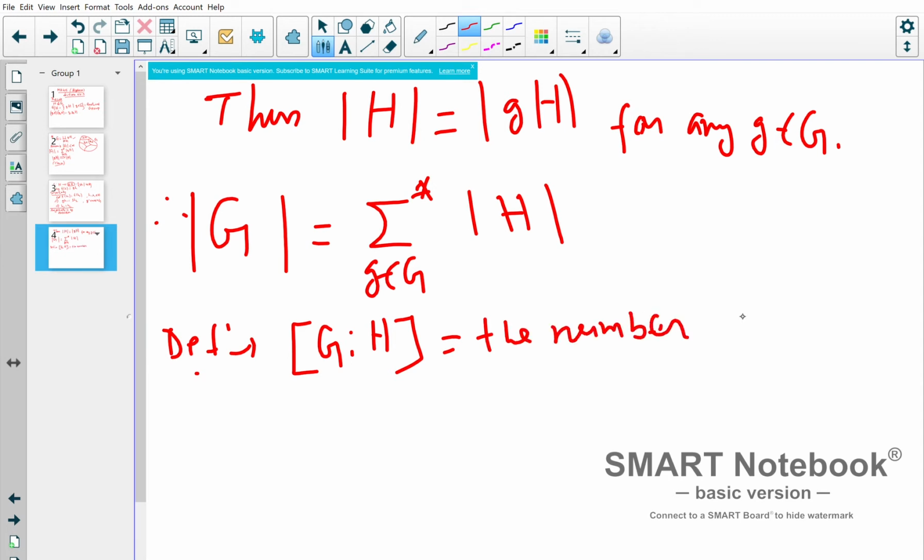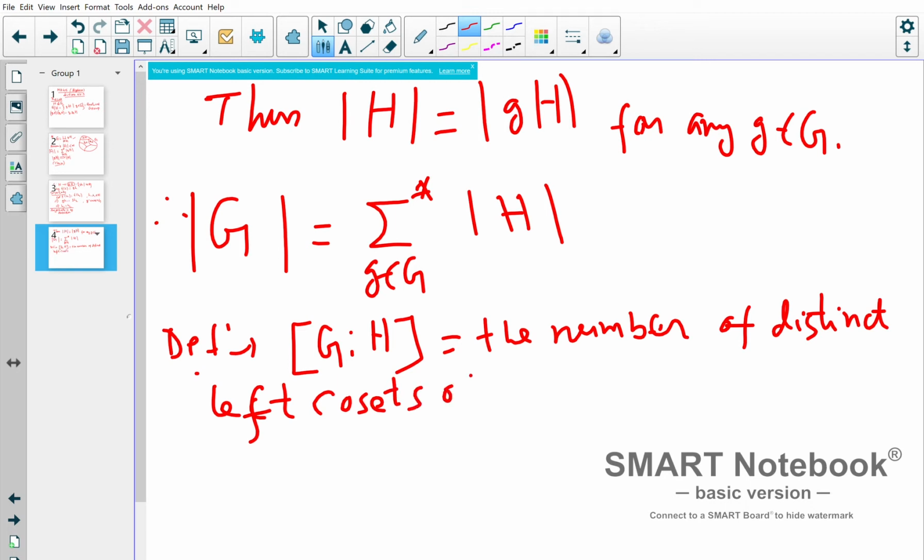This is the number of distinct left cosets. There is nothing special about left; you can do it by right also. I'm just doing it by left cosets. Left cosets of H in G, and this number is called the index of H in G.